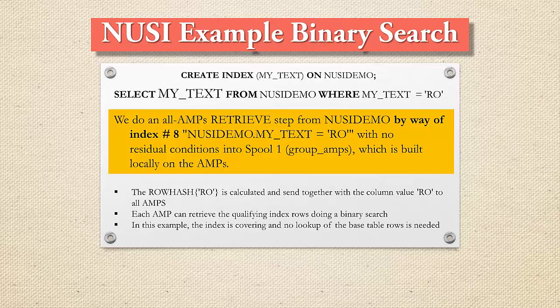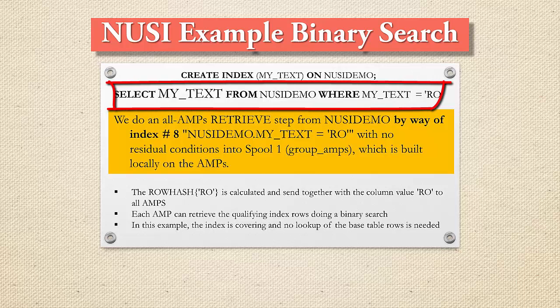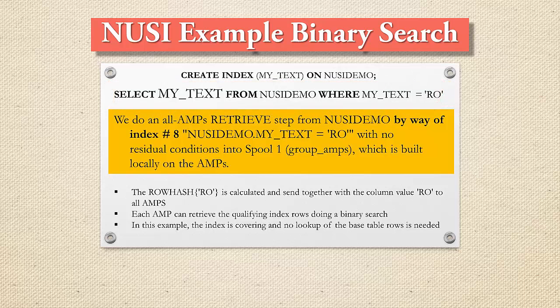Here's an example of a binary search. We defined a table called NUSI demo, of which a column is called my text, and we query over this my text column with the condition of it being equal to RO. Now, this table contains thousands and thousands of rows with all kinds of combinations, one of which, and a small enough fraction of which, is this RO.